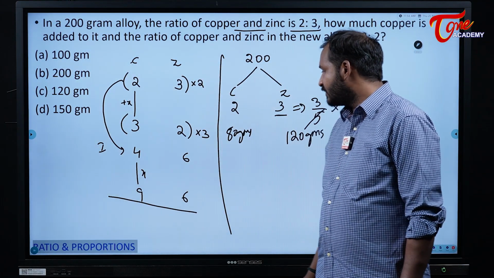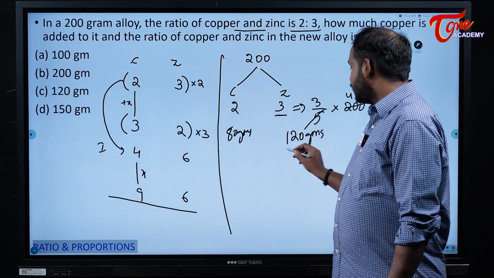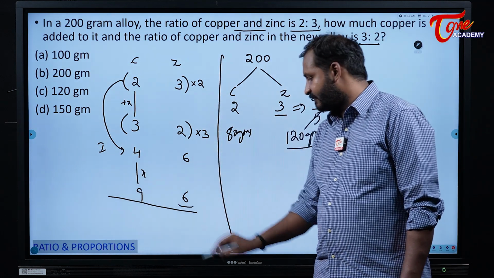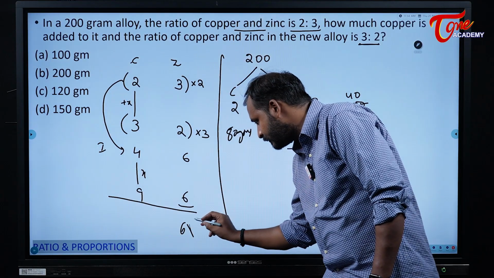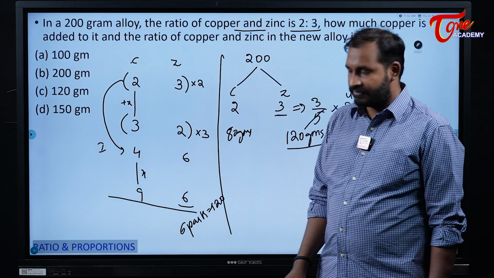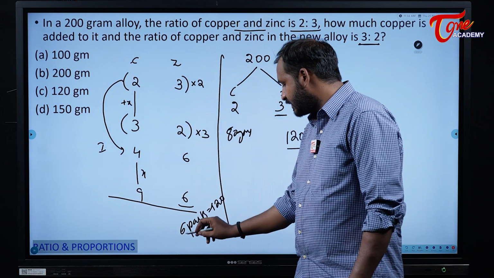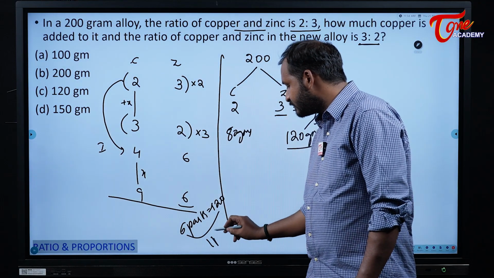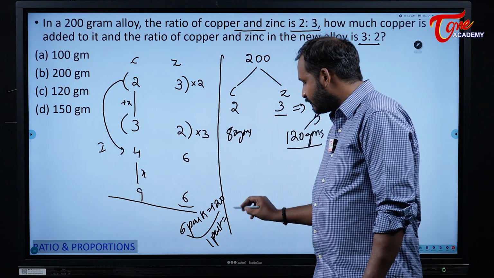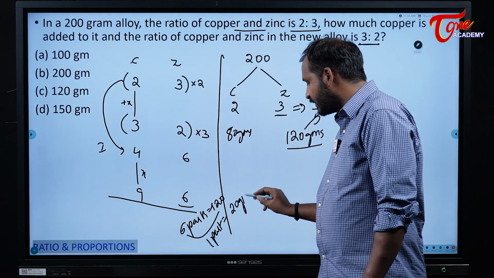Okay. Now please observe here. Zinc remains the same, right? Initial and final. So the final quantity is 6 parts. So 6 parts is equal to 120, right? So that means one part becomes how much? One part becomes 20 grams for us.